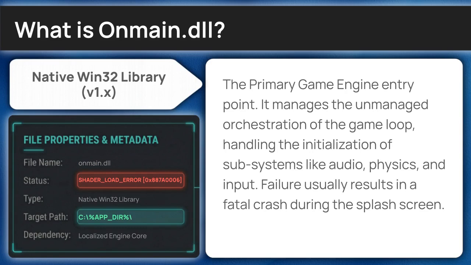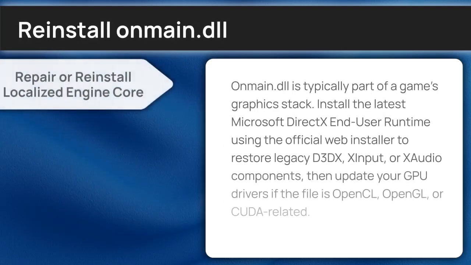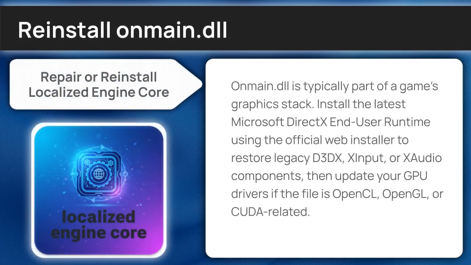Now let's apply the fix by reinstalling the shared system library. Onmain is typically part of a game's graphics stack. Install the latest Microsoft DirectX end-user runtime using the official web installer to restore legacy D3DX, X-input, or X-audio components, then update your GPU drivers if the file is OpenCL, OpenGL, or CUDA related.